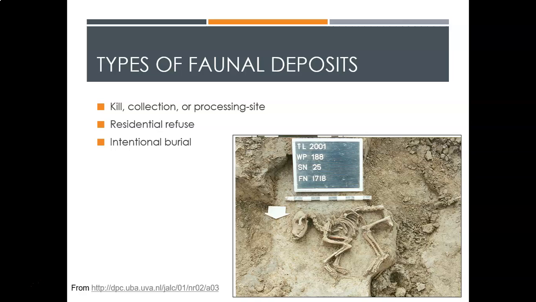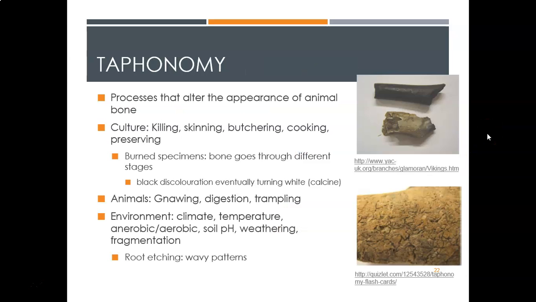So we have to think about this. The context in which we find faunal deposits tells us something about their purpose and what they were being utilized for. How can we sometimes figure this out if the context is unclear? Well, again, this takes us back to taphonomy. And when we talk about taphonomy and faunal remains, really what we're talking about are the specific processes that alter the appearance of animal bones.